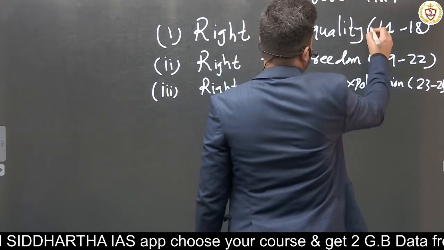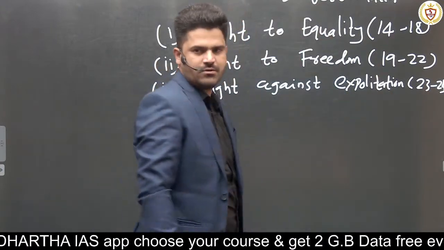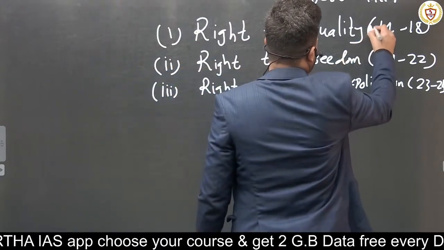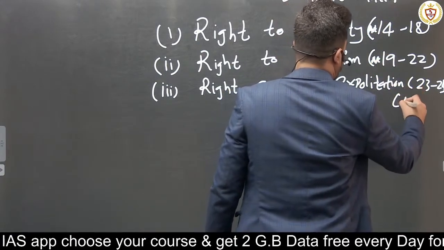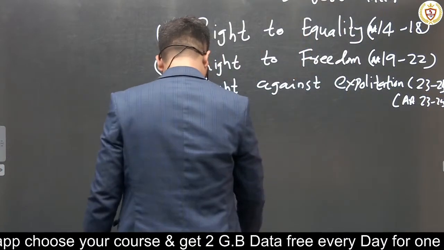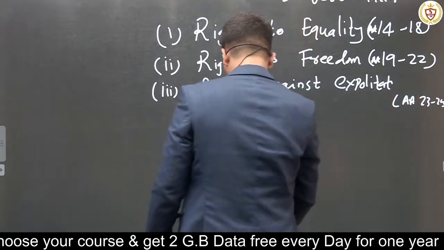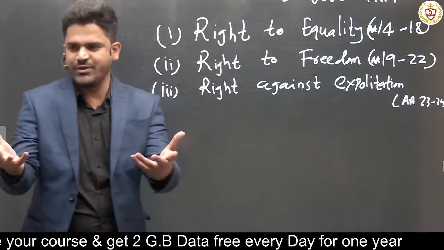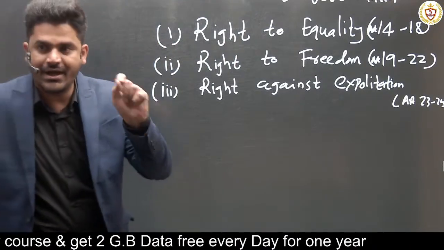Article 14 to 18, don't just write the number 14, write article. ठीक है I am not getting space, ठीक है article 23 24. अगर तुम सिर्फ नंबर लिखते हो, it doesn't have any meaning. What is 14? It can be anything. So adding the word article is very important.